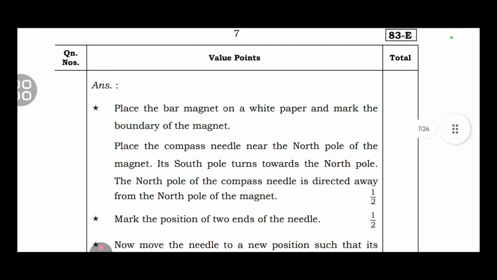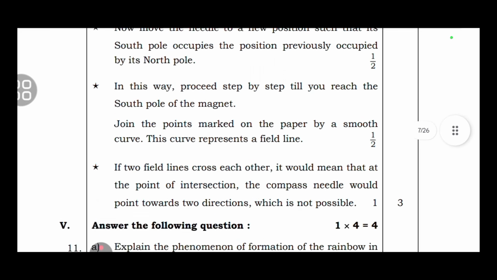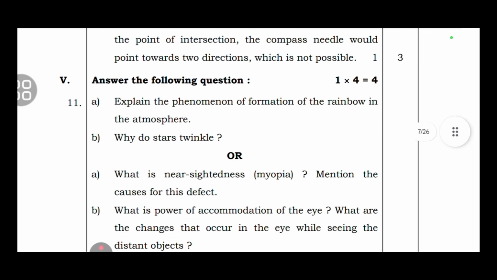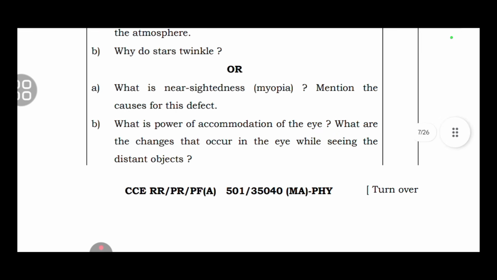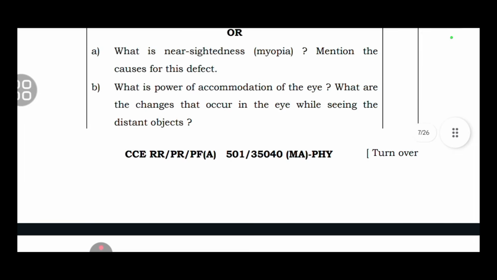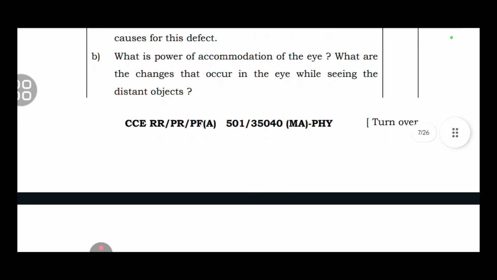So, just to go on reading the answers, I will be scrolling the question paper, because it will be very lengthy to explain everything. The 11th question: explain the phenomenon of formation of the rainbow in the atmosphere. Why do stars twinkle? Or, in the OR option: what is nearsightedness, also called myopia? Mention the cause of this defect. In the second part B, they ask: what is the power of accommodation of the eye? What are the changes that occur in the eye while seeing distant objects?